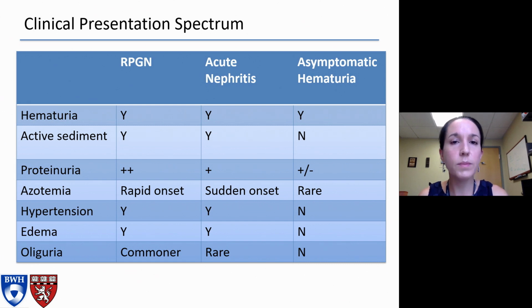The more aggressive forms tend to have an active sediment. There is some degree of proteinuria, but those with RPGN tend to present with rapid onset and azotemia, or worsening renal failure, whereas those with acute nephritis also can have relatively sudden onset, but not quite as quick as what you see in the RPGNs. Those with asymptomatic hematuria tend not to have hypertension or edema or oliguria, but these conditions are more common in the more aggressive forms of nephritic syndrome.